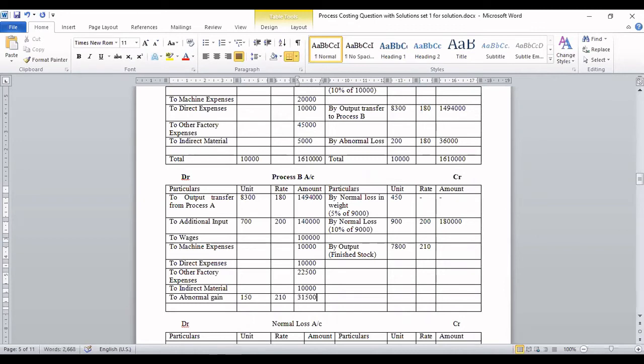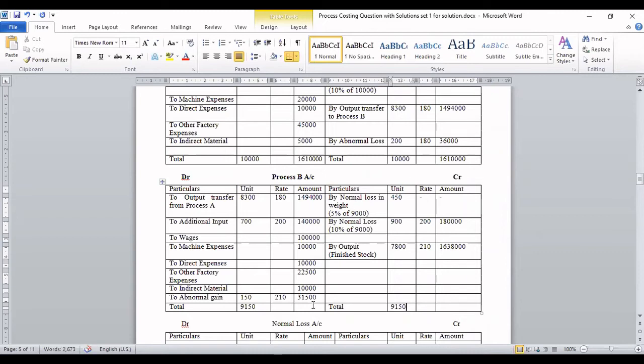31,500. And what about this output amount? 16,38,000. Okay, now close this account. This process B is also completed here. Total, and tell me the total of units here. 9,150. 9,150 you are saying? Very good. So the credit side also will get the same. Check everyone, 9,150 will come.